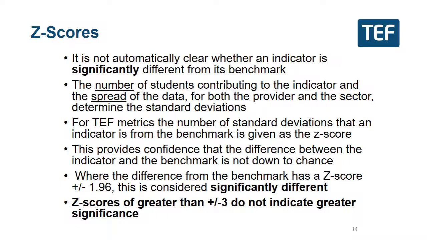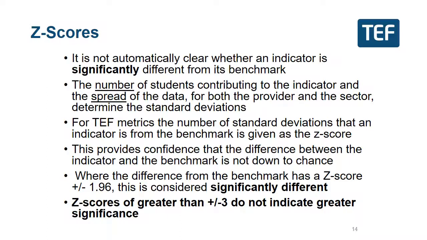The biggest driver in determining whether a difference is statistically significant or not is by far the number of students at the provider. The rest has a largely second-order effect. So we convert the number of standard deviations into a Z-score, and the Z-score is what we then use to determine whether the difference between an indicator and the benchmark is statistically significant.